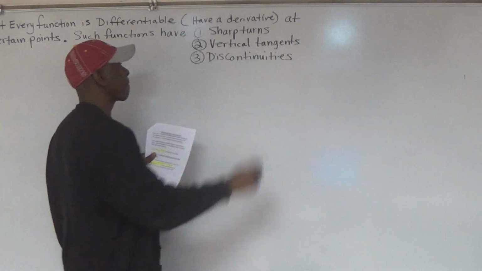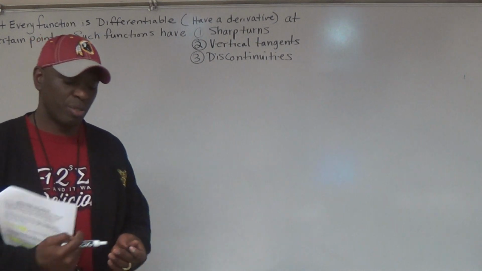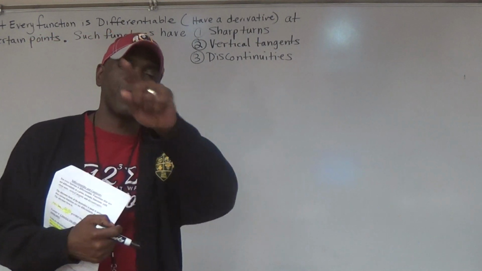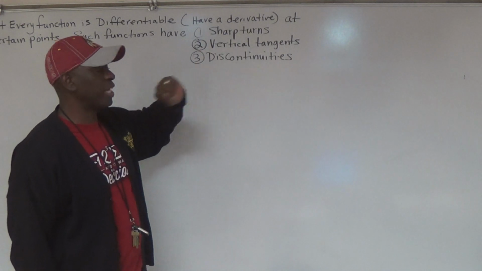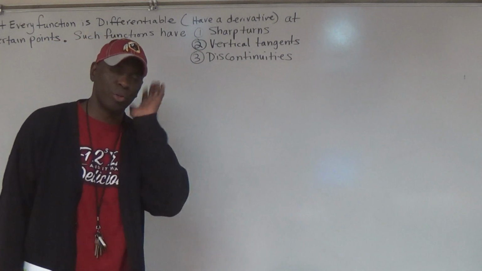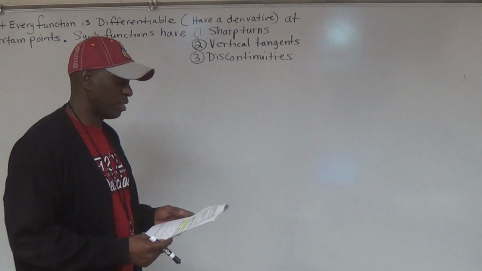Okay. Those 3 qualities or characteristics will render a function not differentiable at a point. Sharp turns, vertical tangent, discontinuities. They are all no good. Let's take a look at each of them.